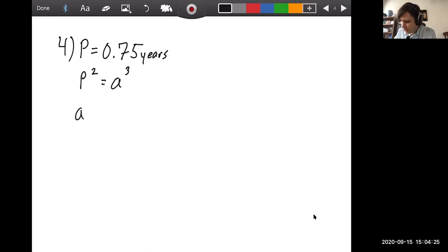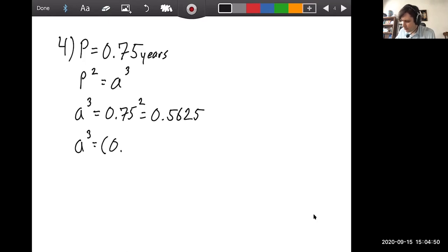So if I get an answer where a is greater than 1, I know I've made a mistake. All right, so let's write it out. a cubed equals, what was p? 0.75. Square that. So that is going to equal 0.5625. I've already calculated that one out. You might want to use your calculator. How do you get rid of a cube? So we'd have a cubed equal 0.5625. Raise that to the 1/3 power.